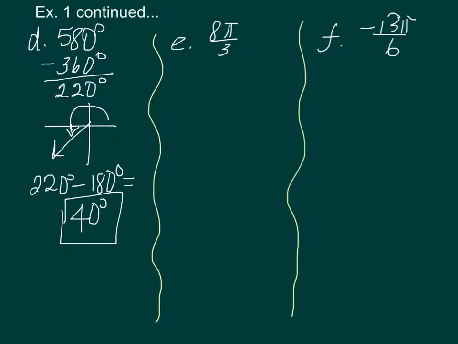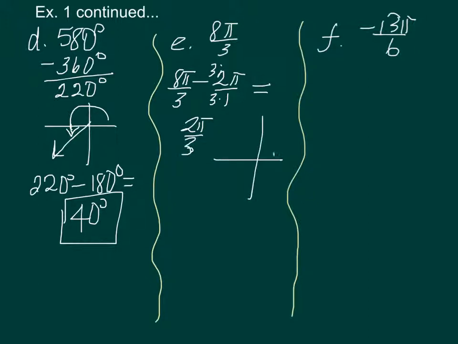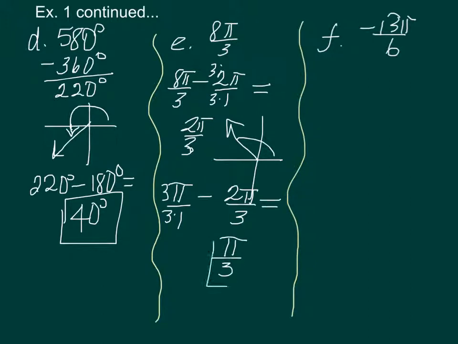For E, we're going to use 2 pi, since it's in radians. You're going to get a common denominator. So we're doing 8 pi over 3 minus 6 pi over 3 gives us 2 pi over 3. 2 pi over 3 is in quadrant 2. And if the angle's in quadrant 2, remember to find the reference angle, you do pi minus 2 pi over 3, get a common denominator. 3 pi over 3 minus 2 pi over 3 gives us 1 pi over 3.